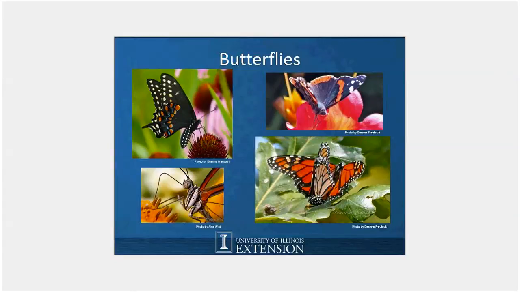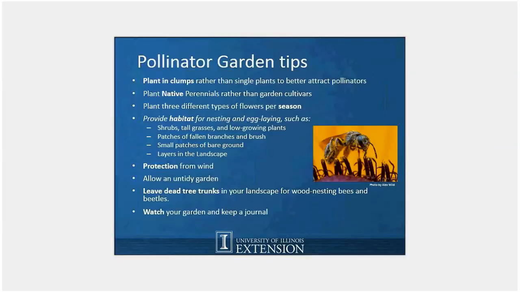So that kind of wraps up our pollinator syndromes. Before we go into the different types of plants that we picked out, we're just going to go through some pollinator garden tips real quick. When you're putting together a pollinator garden, you want to plant in clumps rather than single plants. That's going to be more attractive to pollinators.